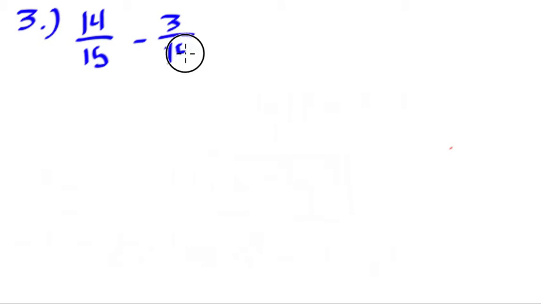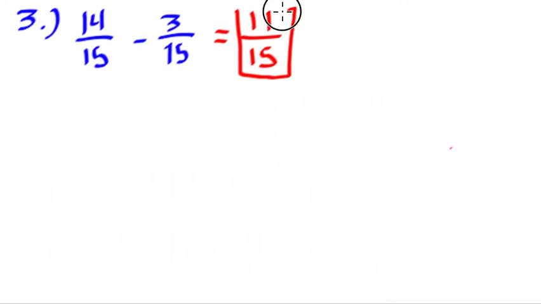Number 3. So for number 3, let's proceed to subtraction now. So we have 14 over 15 minus 3 over 15. Since they are similar fractions, we can perform the operations directly. 14 minus 3 is 11, and copy the denominator 15. So that's our answer for number 3. Simple as it is. Now for number 4, how about number 4?